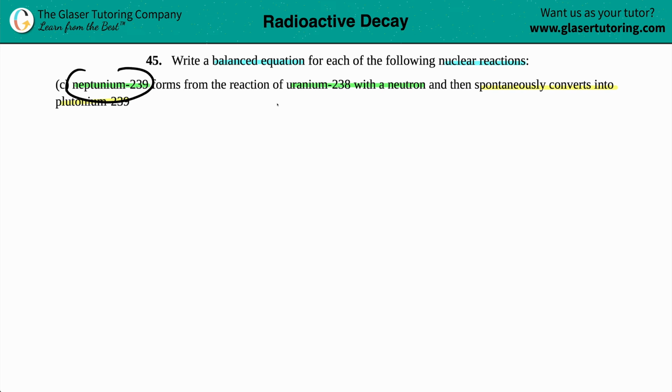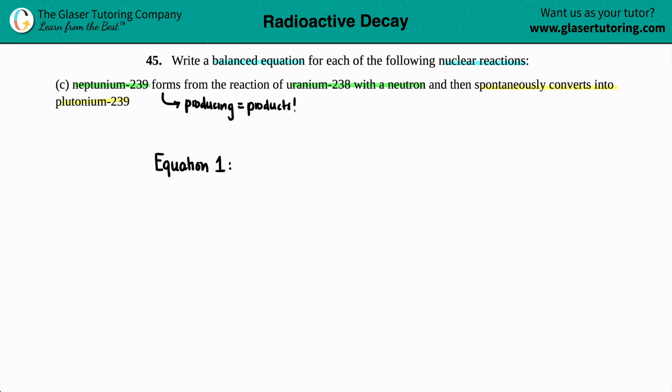First, neptunium is going to form from a reaction of uranium-238 and a neutron, and then it's going to convert into plutonium. So we got to work one step at a time here, right? So let's do equation number 1. Now, equation number 1 is saying that neptunium-239 is going to form. If something is forming, that means that you're producing it. And if you're producing something, PP, producing, is going to be on the product side.